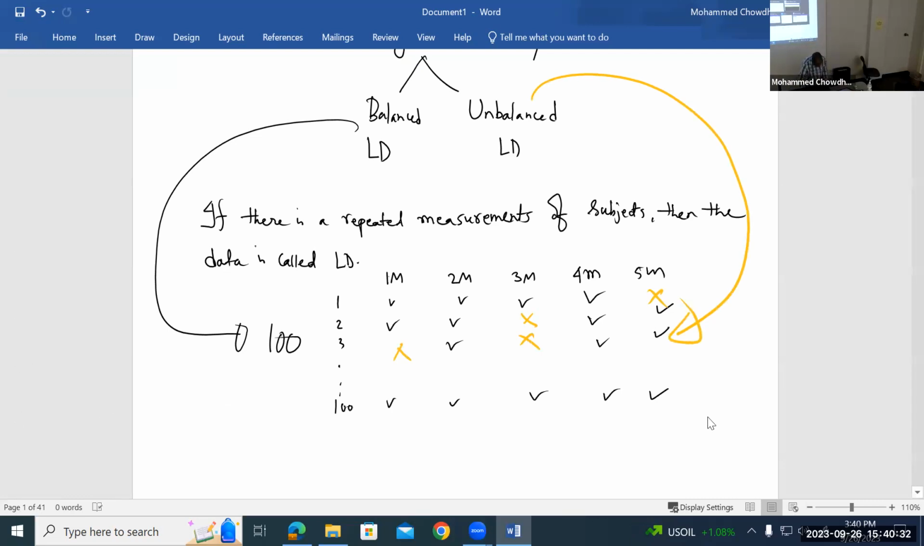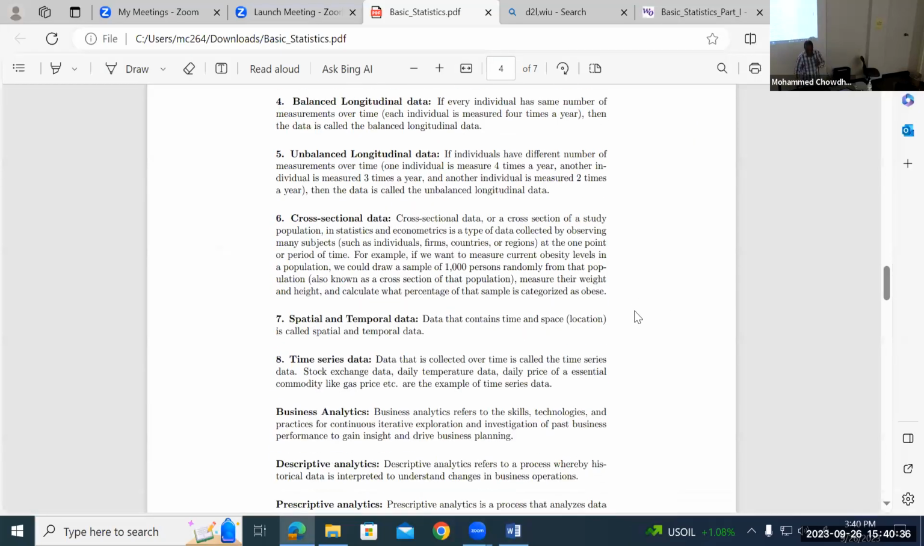Okay. Now come here. After this, cross-sectional data means what? At Western Illinois University, suppose there are 7,000 students, I randomly pick like 500 students. Okay, cross sections. I said I want to take these cross sections. That is called cross-sectional data. So cross-sectional data, or a cross-section of a study population in statistics and econometrics, is a type of data collected by observing many subjects, such as individuals, firms, countries, or regions at one point or period of time. For example, if you want to measure current obesity level in a population, we could draw a sample of 1,000 persons randomly from that population, measure their weight and height and calculate what percentage of that sample is categorized as obese. So that is called cross-sectional data.